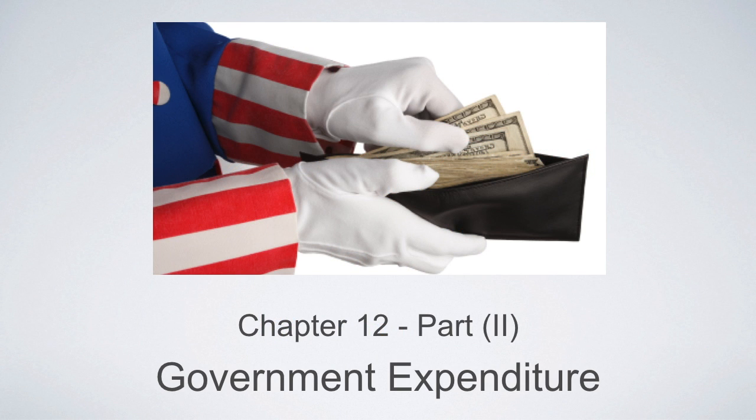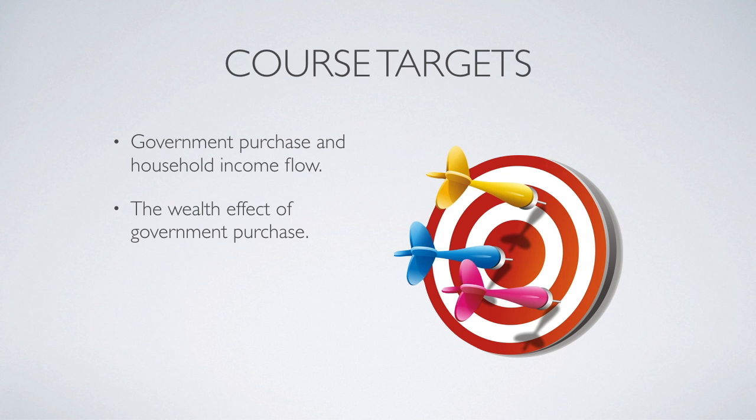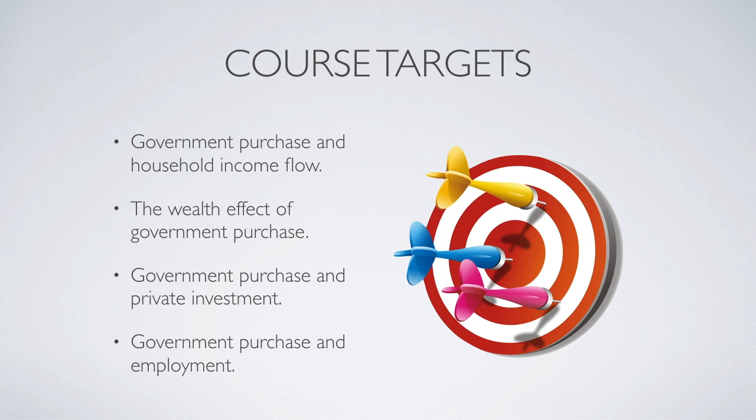Hi everyone, today we continue to learn government expenditure, part 2. For part 2, the course targets are: we are going to learn the relationship between government purchase and household income flow, and then we are going to discuss how government purchase creates an income effect or wealth effect on households. And then we move to understand the relationship between government purchase and private investment, as well as its relationship with employment.